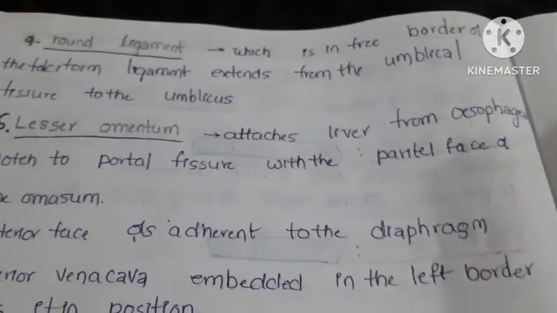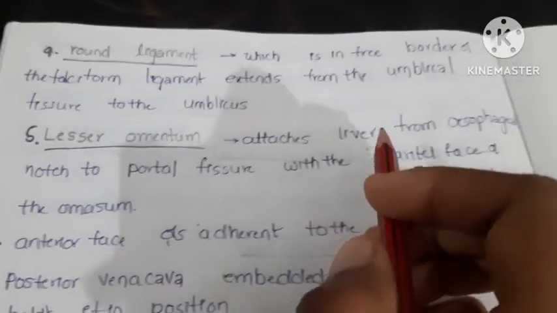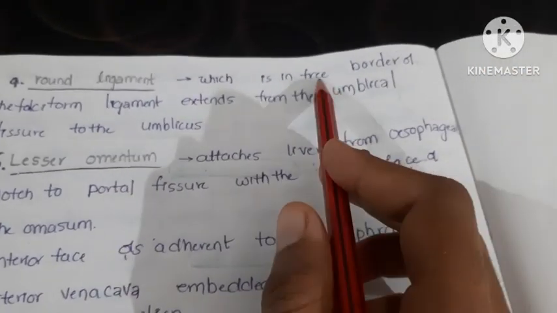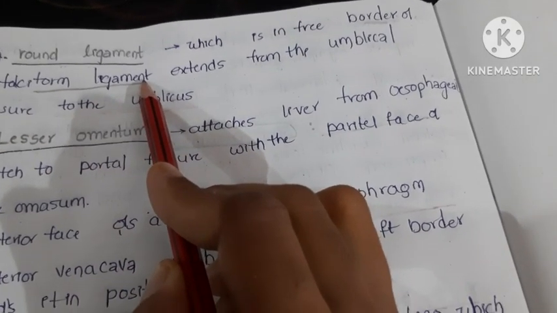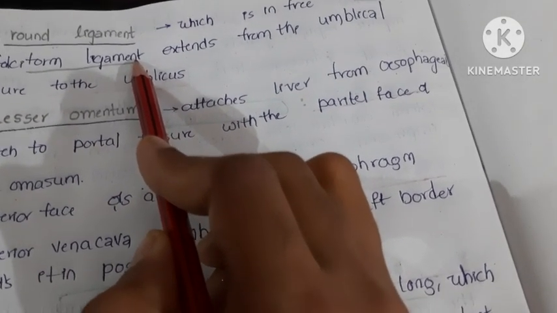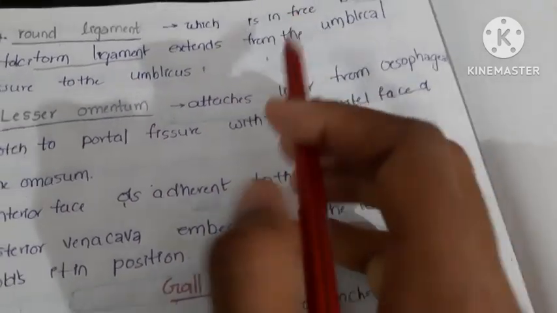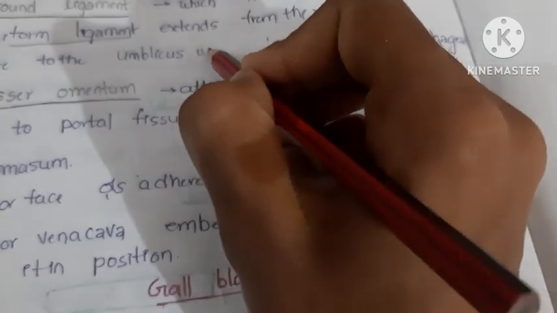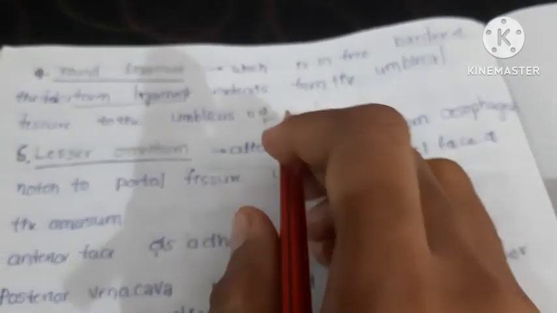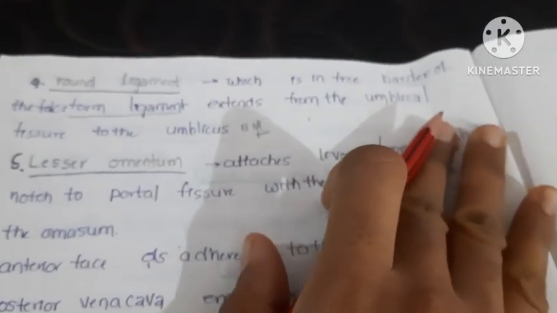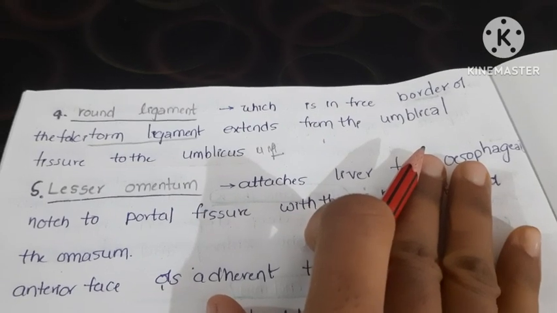And next we discuss the fourth. This is the round ligament. Round ligament is in the free border of the falciform ligament. It extends from the umbilical fissure to the umbilicus.